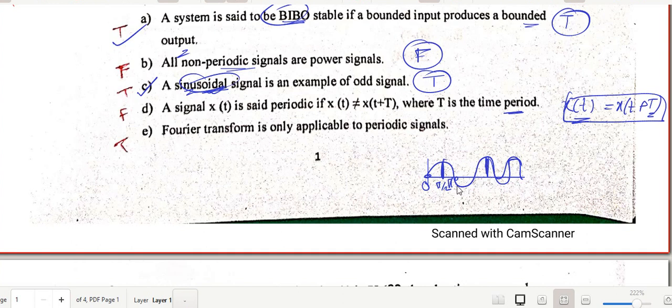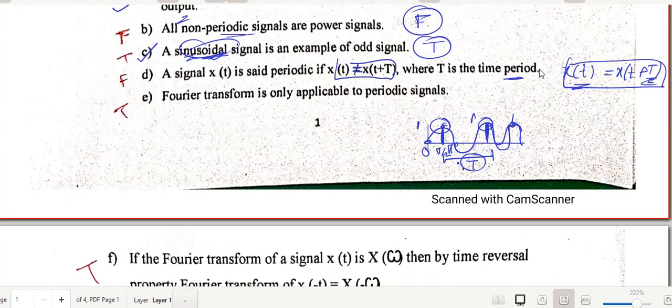From here to here you can say it is capital T, the time period. At this position the signal is 1, at this position also 1, and at this position also 1. So a signal is said to be periodic if x of t is equal to x of t plus T. Not equal to this, but it should be equal. Then it is correct. So the answer will be false.